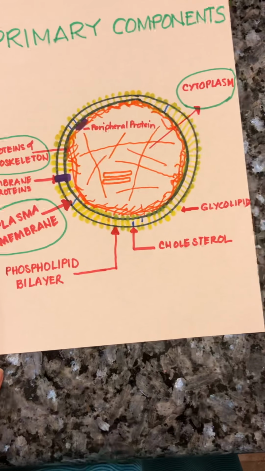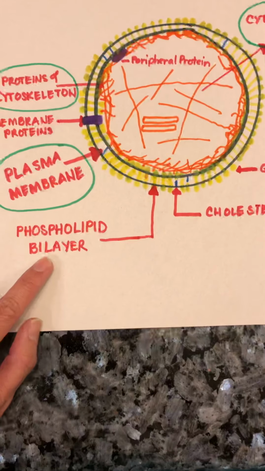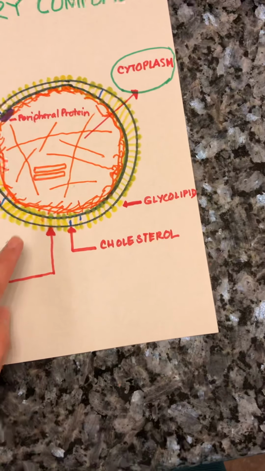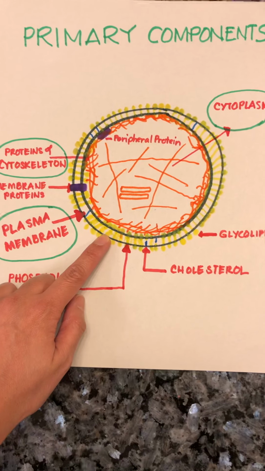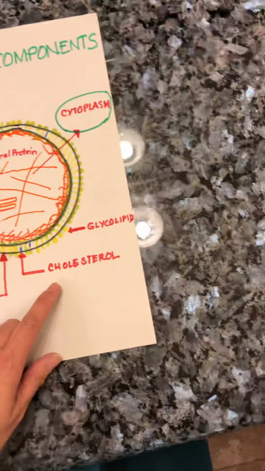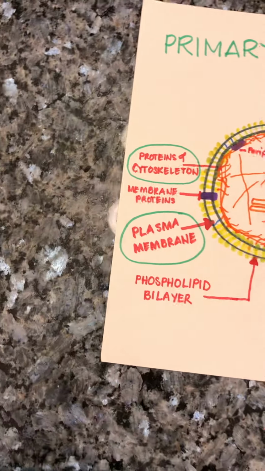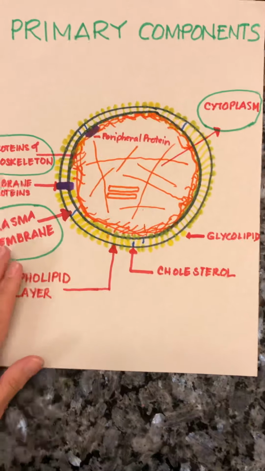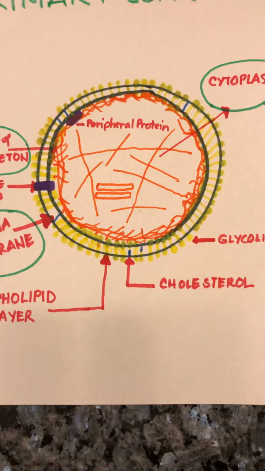It is made of a two-layer structure called a phospholipid bilayer. A phospholipid is made up of a hydrophilic phosphate head along with two hydrophobic fatty acid tails. Then we also have the cholesterol molecules, and those are the blue parts right there. So the cholesterol molecules are found between the phospholipids and provide some rigidity to the membrane.